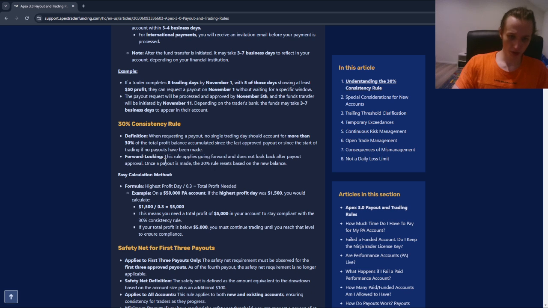So forward looking, this rule applies going forward and does not look back after payout approval. Once a payout is made, the 30% rule resets based on the new balance.